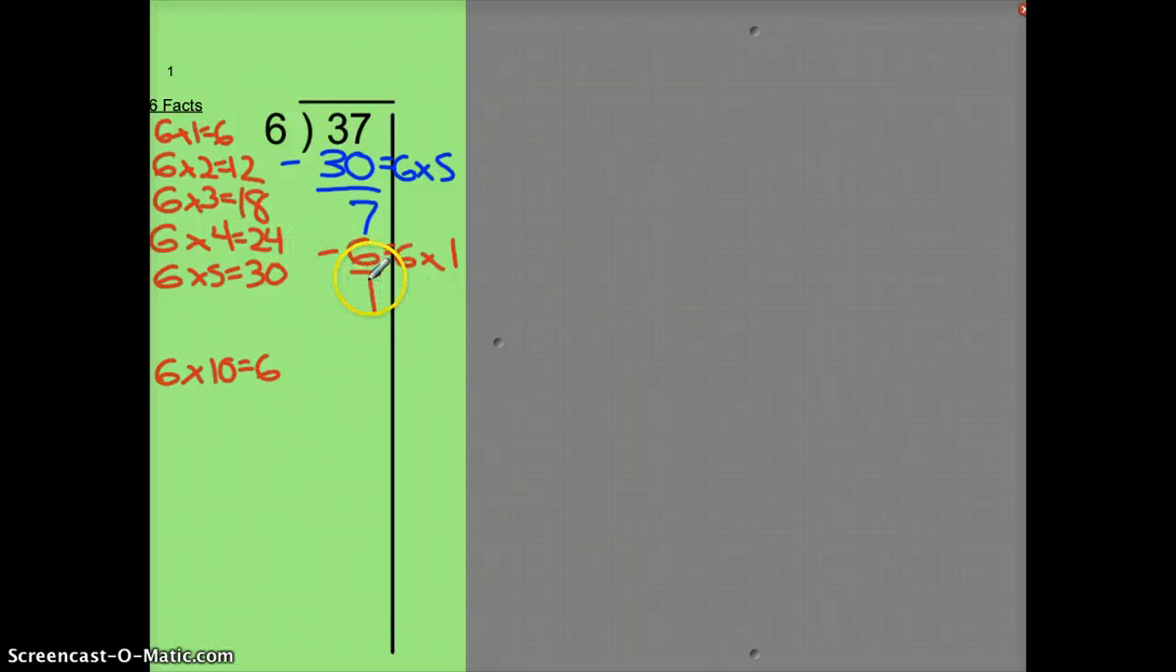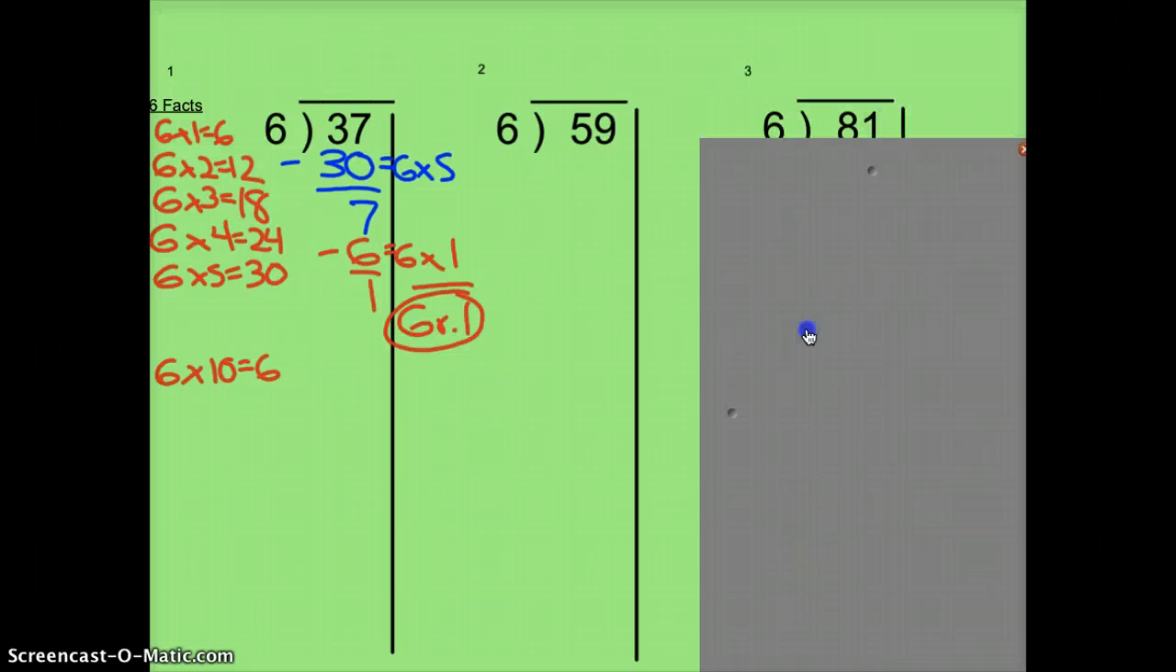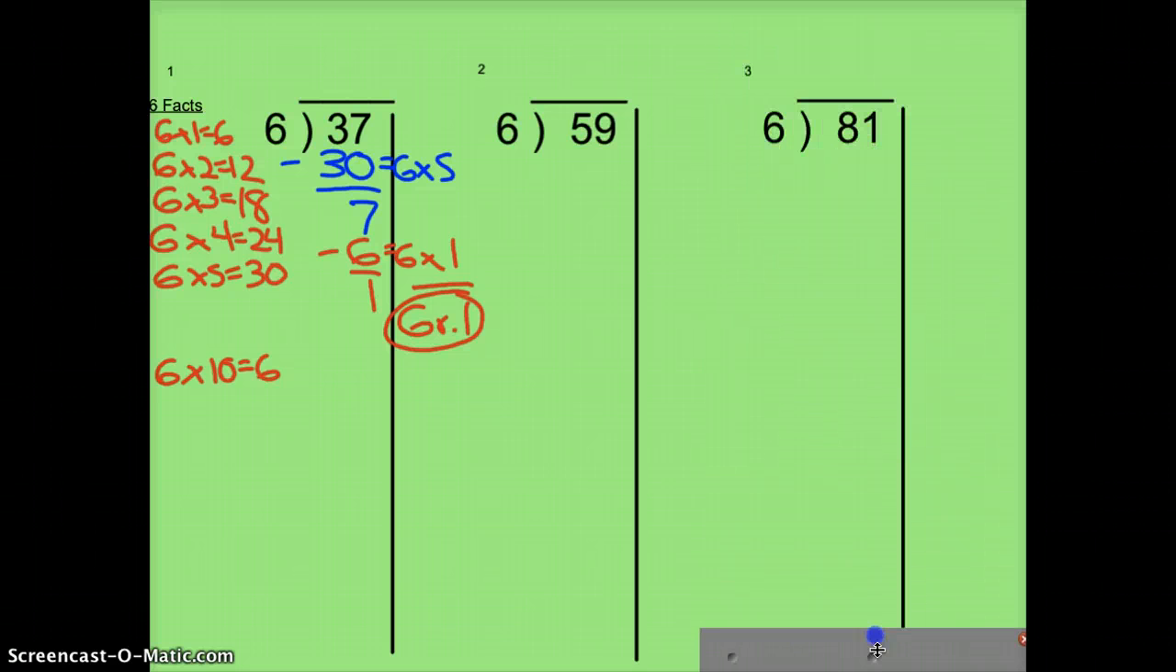Now this is telling me I do not have enough to make another group of 6 because I only have one remainder. I took away 5 groups of 6, took away 1 group of 6. That is 6 groups of 6 total with a remainder of 1. That's the first quotient. We'll skip 2, but let's go ahead and take a look at number 3.